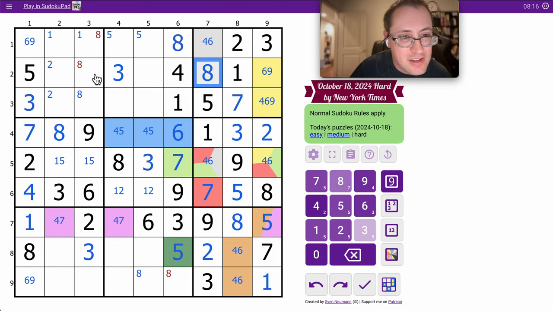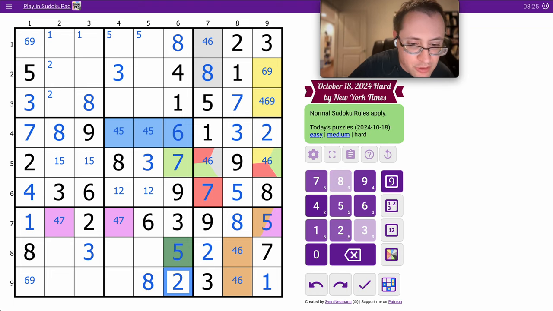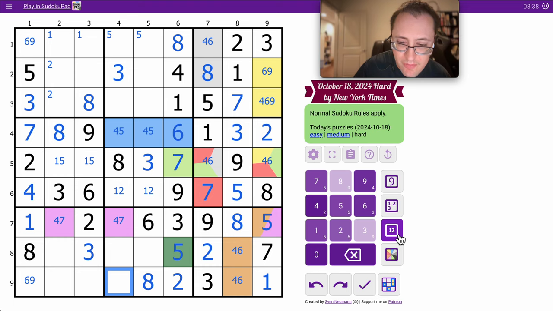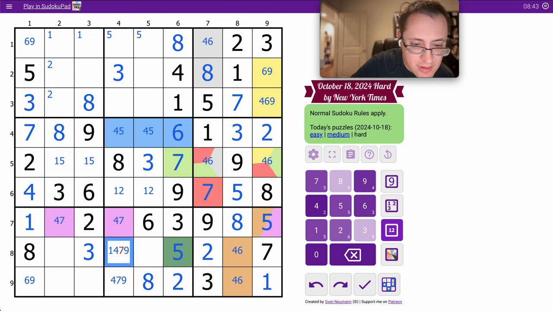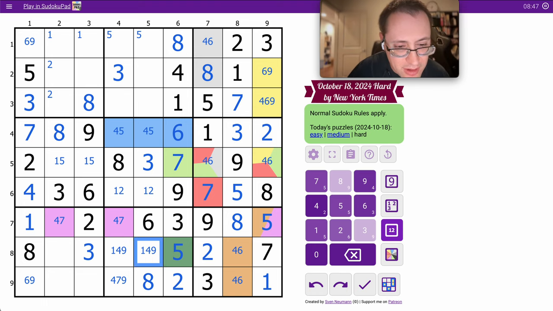So that must be an 8. And therefore that must be an 8. That must be an 8. 2 is here in row 9, column 6. That's the only place for it. In region 2, I have 2, 3, 5, 6, 8. I need 1, 4, 7, 9. This can't be 1. This can't be 7. So that also is 1, 4, 9.